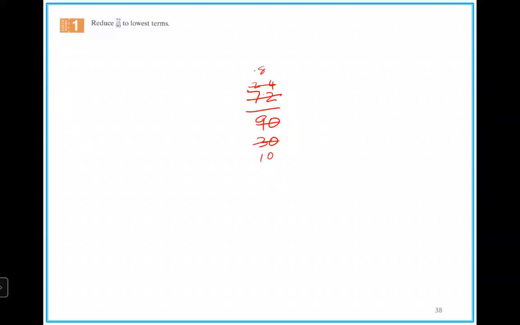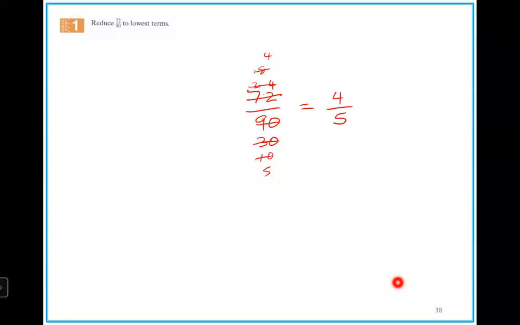2. Okay. So 2 into that is 4, and 2 into this is 5. Anything else? No, that's it. All right. So in lowest terms, that's equal to 4/5.